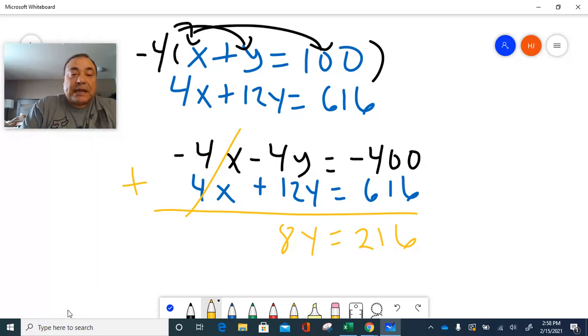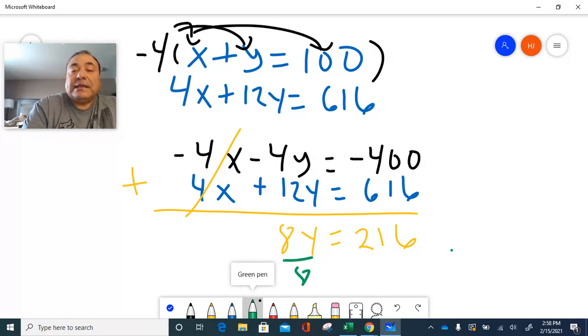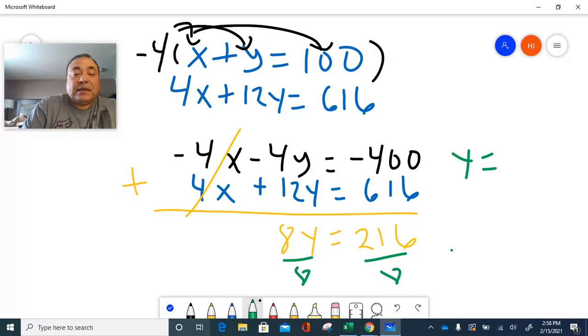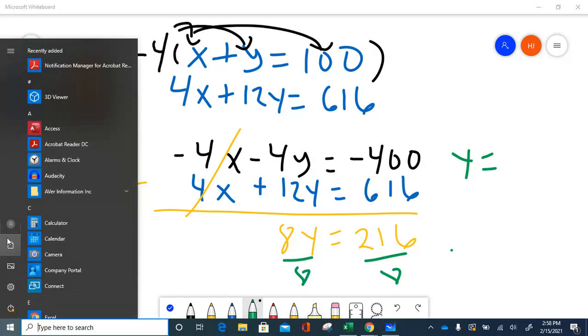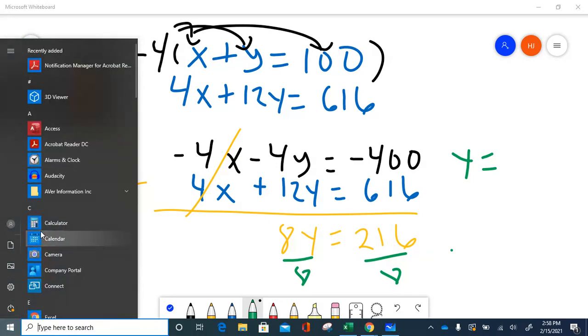I can get my dandy calculator because I'm going to divide both sides by 8, right? So I'm going to go, let's see, my green pen right there. And okay, so I'm going to divide both sides by 8. So my y here is going to be, and I'm going to get my dandy calculator right there. Okay, and I'm going to come right here. Let me see if I calculate right there.